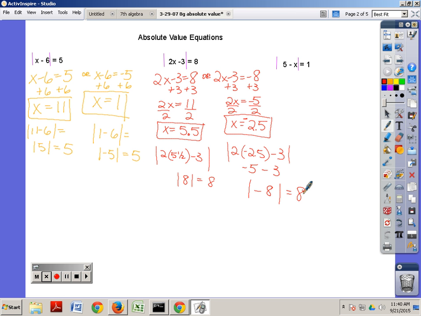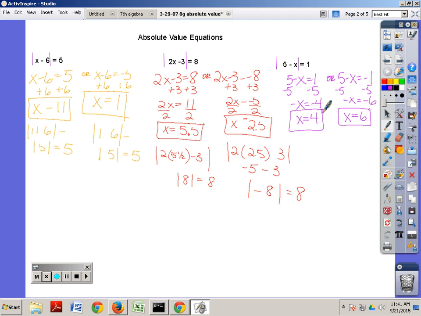One last little complicated one. We've got the absolute value of 5 minus x equals 1. Same procedure, set it equal to the positive, so 5 minus x equals 1, or 5 minus x equals negative 1. Minus 5, because remember we're isolating the x, so I'm left with negative x equals negative 4, so x equals 4, or minus 5, negative x equals negative 6, x equals 6.